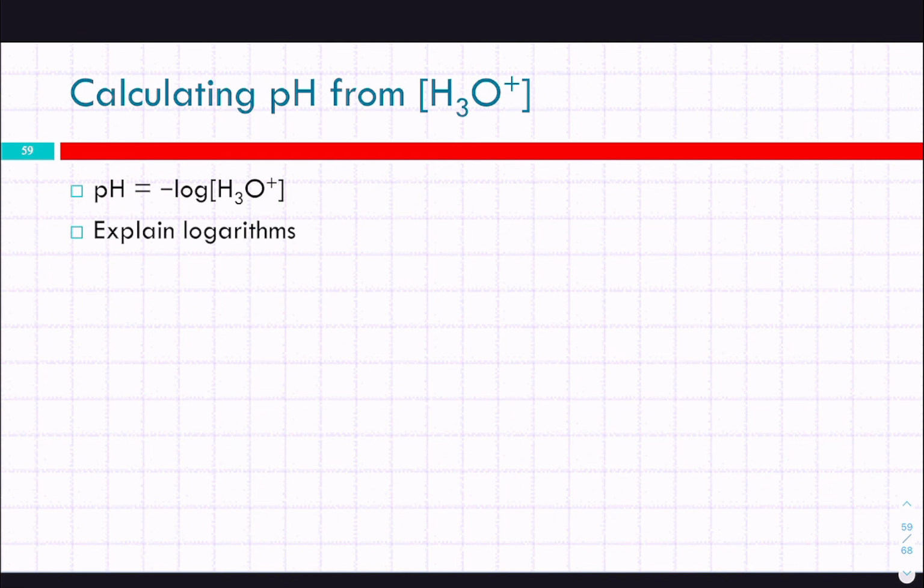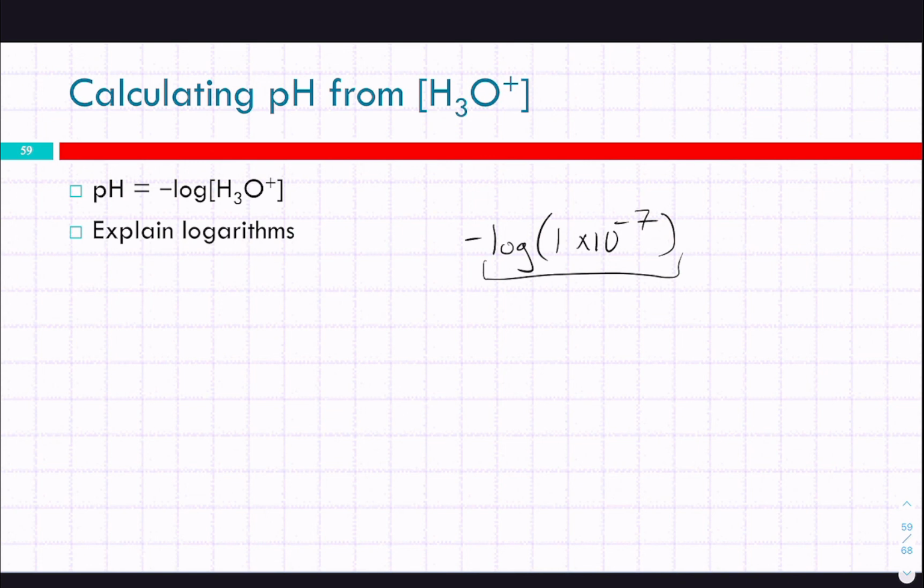So pH equals the negative log. If we take the negative log of 1 times 10 to the negative 7, this log function part basically just says, what exponent would we have to raise 10 to get this number? So for 1 times 10 to the negative 7, that's going to be negative 7. If we take 10 and raise it to the negative 7, we get our original number. And then we multiply that by a negative so that we get positive numbers. So this will be positive 7.